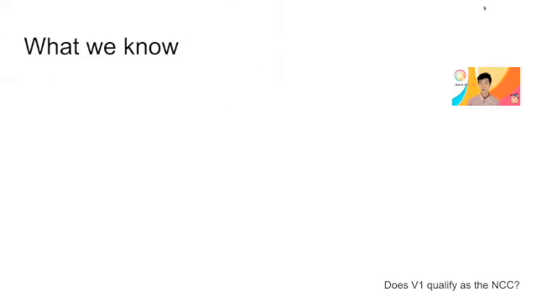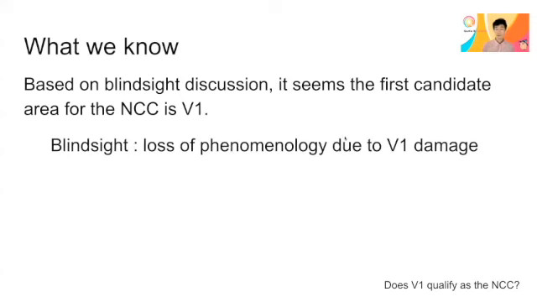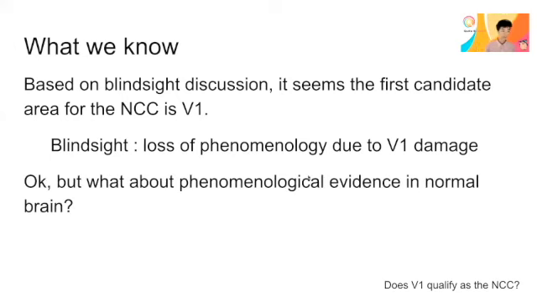What we know from the blindsight experiment is that the first candidate area for the NCC, the neural correlates of consciousness, seems to be V1, because blindsight patients lose the phenomenology due to the V1 damage, right? So it's a natural way to look at it.